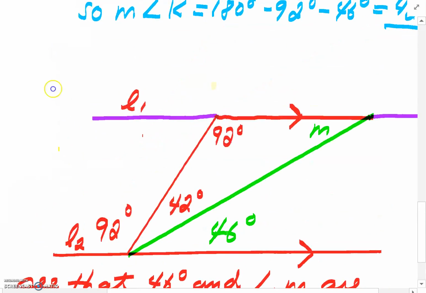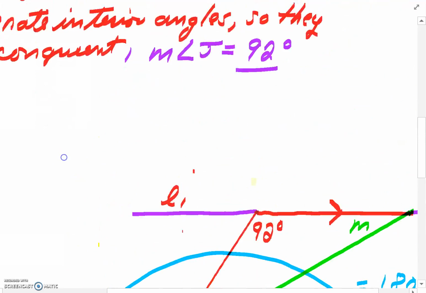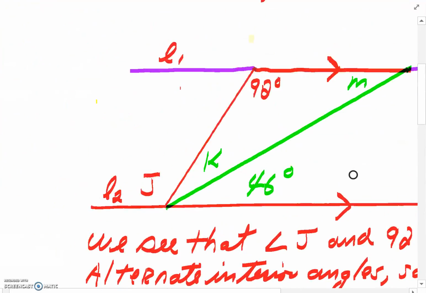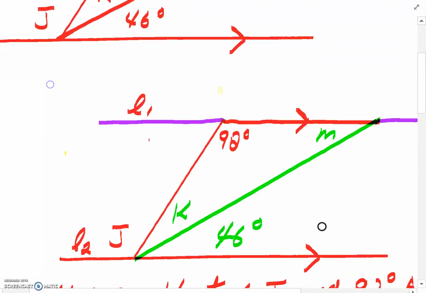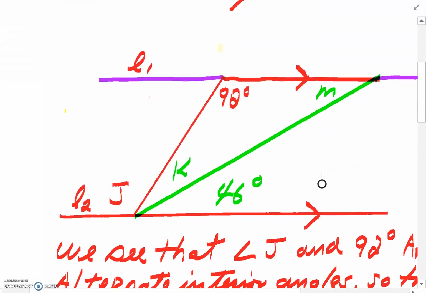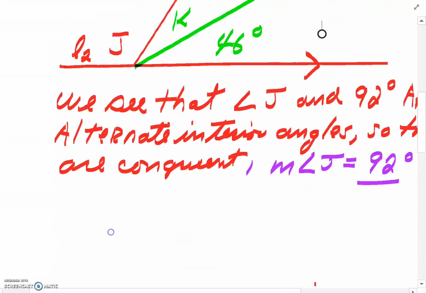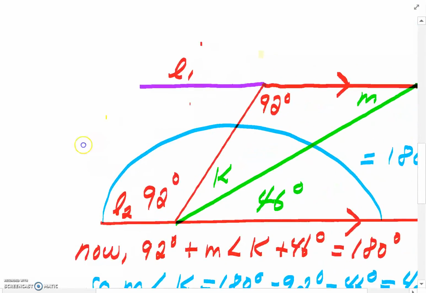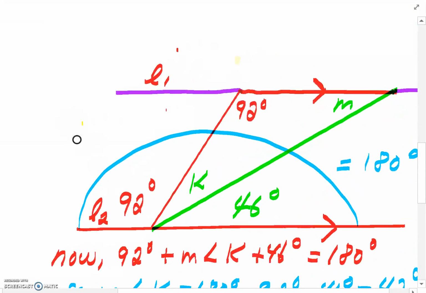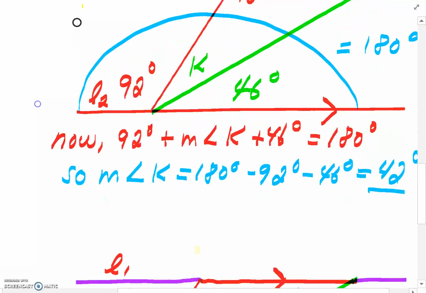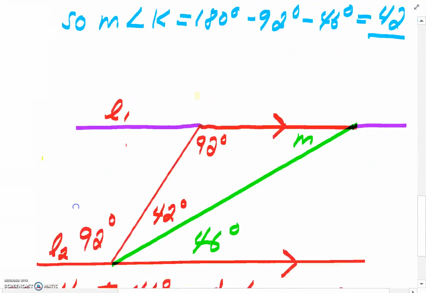So let's just quickly go over, what did I do? Well, the first thing we did was just extend the lines, label them, and then I emphasized the J and the 92, and I could see that those were alternate interior angles. They were between L1 and L2, so that was easy. I could find that one with that. This was a little tricky. I had to see that the 92, K, and 46 had to add up to be 180. So I could solve for the measure of angle K.